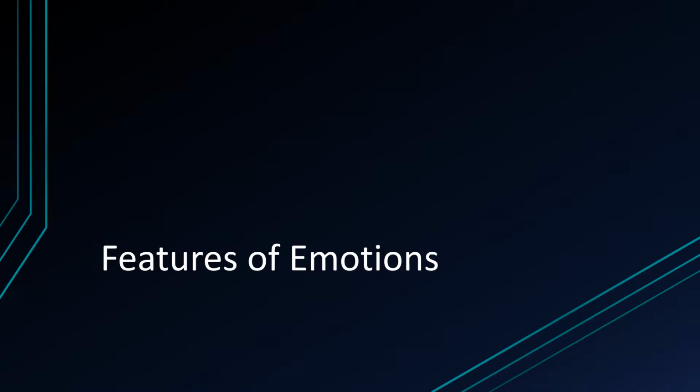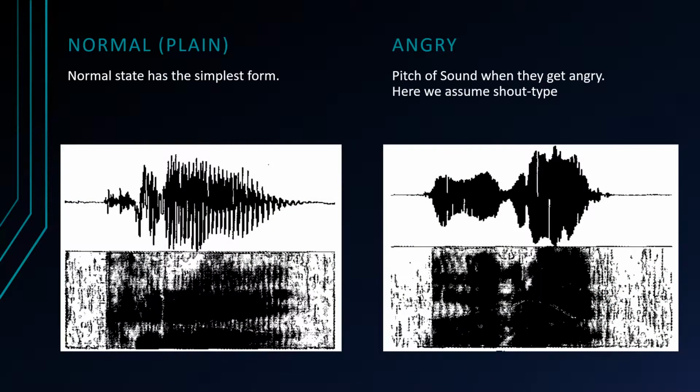Now let's see what the waveforms of these emotions look like. In each figure here, the top diagram shows the waveform while the bottom one shows the spectrum. As we can see here, the normal emotion has the simplest pattern and has a plain pitch contour. When people get angry, they start speaking in a low voice. Some start shouting in excitement. However, the pattern we select here is the shout type. If you look at the figure, the characteristic rise and fall at the end shows the stress part of shouting.